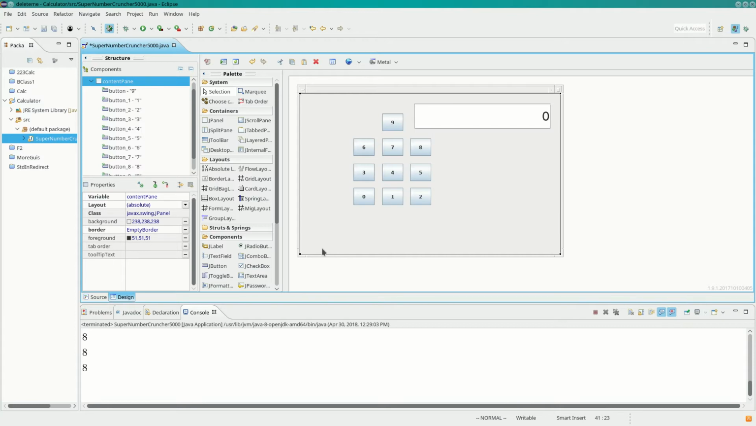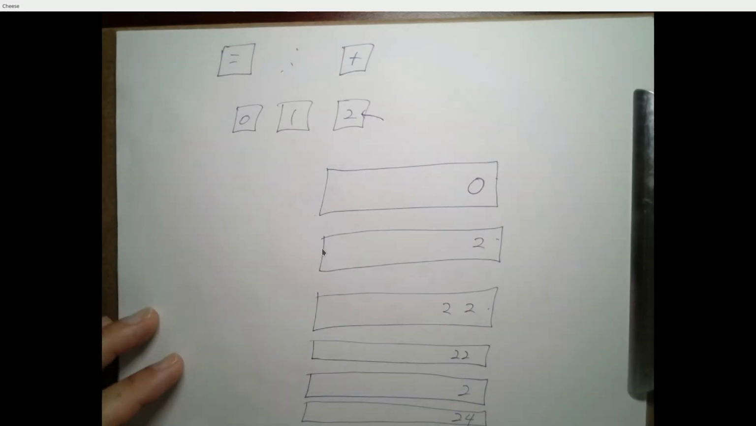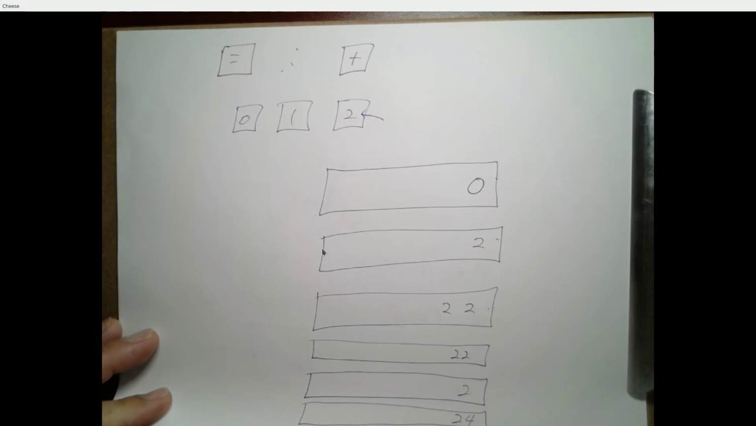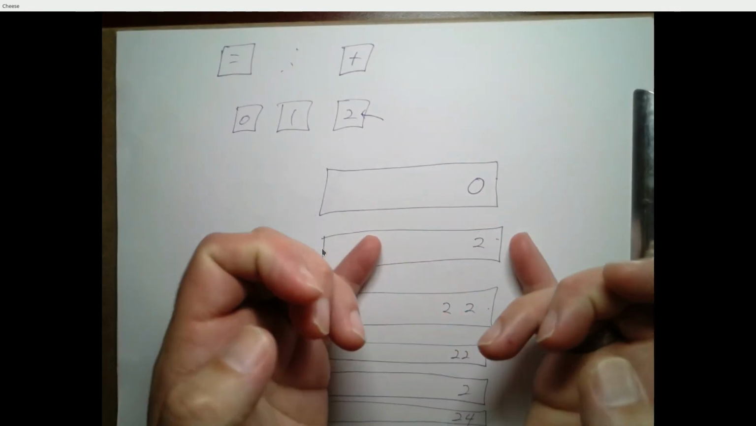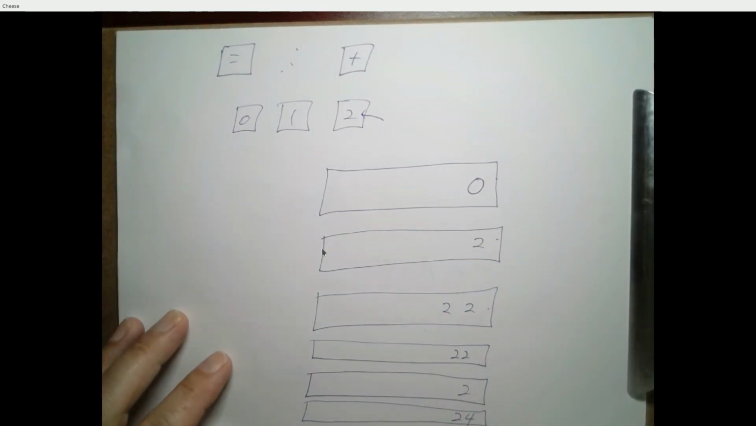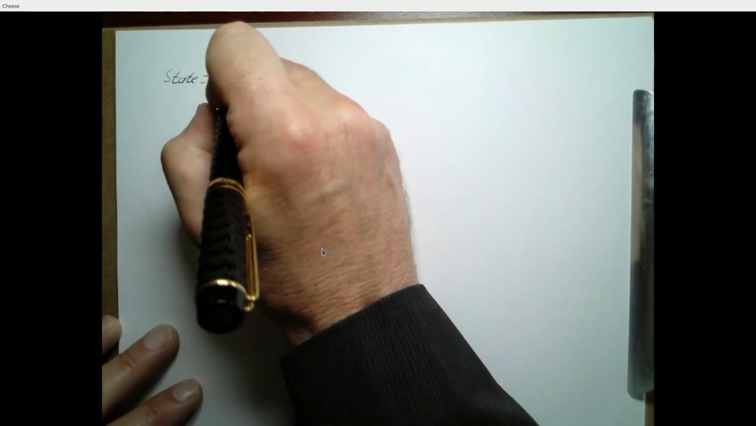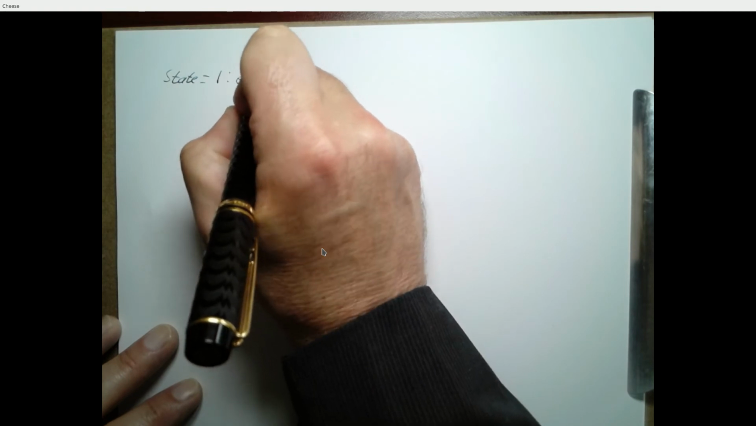So now we've got to do the state machine part. We're going to type in numbers and we're going to see them building on the display until we hit a plus sign. So let's start a state diagram. Let's call this state 1. And what are we doing here? We're entering the first number.